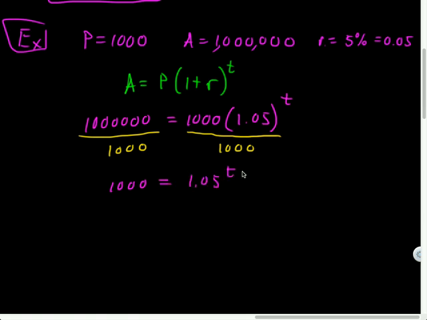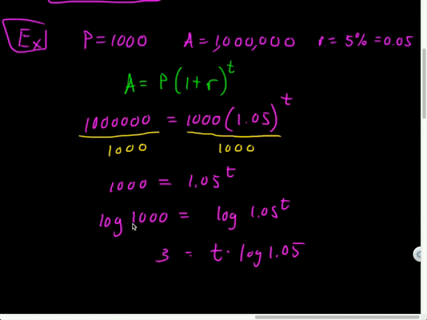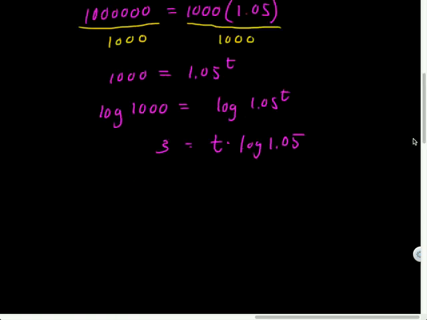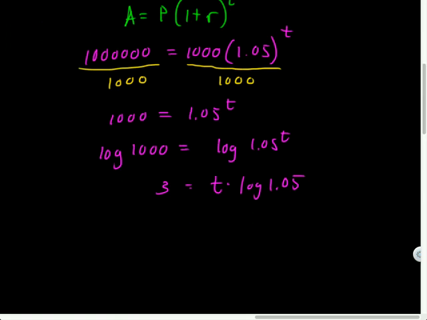1.05 to the T. Now I can log it. So log of 1,000 equals log of 1.05 to the T, which is T times log 1.05. Log of 1,000 is technically 3. You could leave that as log of 1,000 until the end if you wanted. So that'd be 3 over log 1.05. And then divide both sides by the log of 1.05.